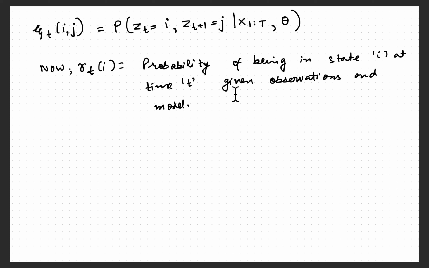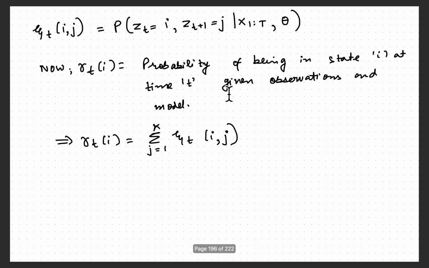So can you write the relationship between gamma t of i and epsilon t of i comma j? The relationship is fairly simple. Epsilon t of i comma j is the probability of being in state i at the t-th time step and being in state j at the t plus 1 time step, given the observations and the model. And for gamma t, we said that was the probability of being in state i, given the observations and the model. So the only thing you need to do is to sum over all possible j states in which you can be at time t plus 1. So that's effectively the formula for gamma t of i: summation over j running from 1 to capital K states of epsilon t i comma j.